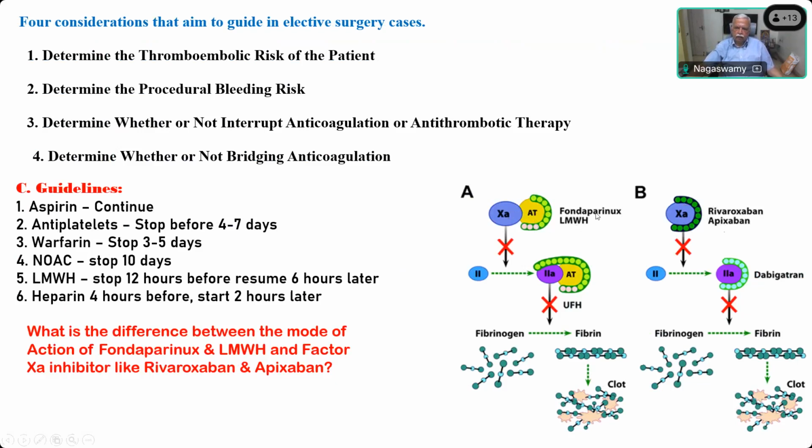Whereas fondaparinux and low molecular weight heparin first attach to the antithrombin in the blood, form a complex, and then go and attach. Once they do that, they extend the action to the 2A also. Whereas here with dabigatran, they have a direct effect, and finally clot formation is prevented.